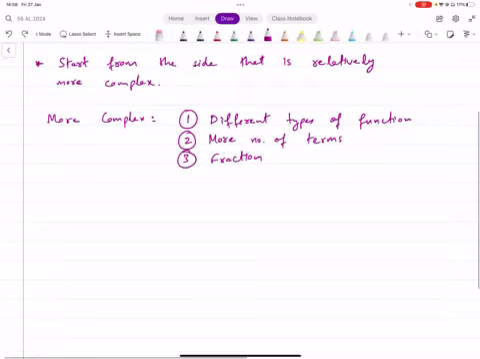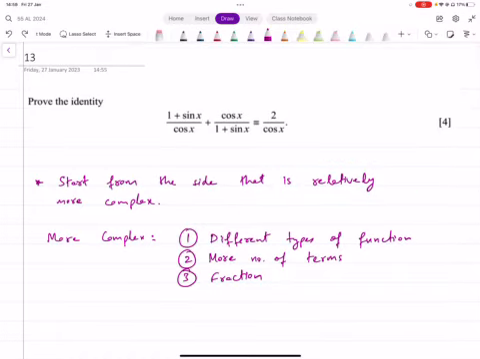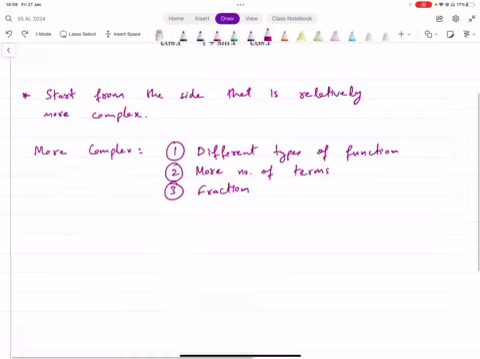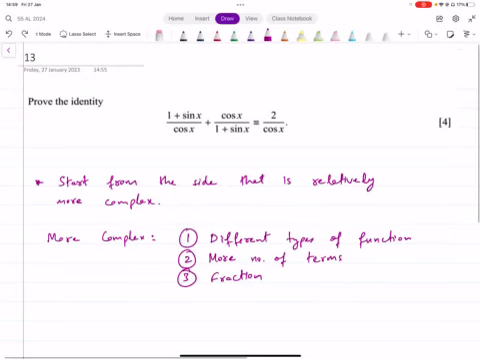These are some things that you can think of in your mind. The side that has more functions, यहाँ पे the left hand side has two functions, the right hand side has only one function. The side that has more number of terms, left side has two, the right hand side has one in this case. And the side that has fractions, that is relatively more complex. यहाँ पे दोनों में fractions है, तो यहाँ पे तो इससे compare नहीं कर सकते, but we'll see other examples जहाँ पे एक side पे fraction होगी, दूसरी side पे नहीं होगी. तो जहाँ पे fraction है, we should start from that side. Okay.